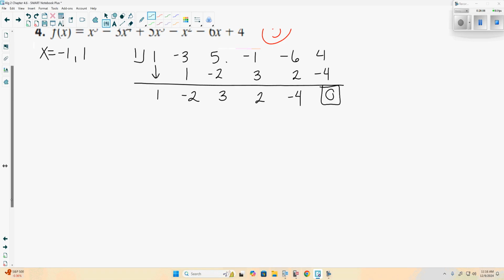Now, again, we said there's a chance that 1 might work twice. So let's go on and try it again. 1 times 1 is 1. Negative 2 plus 1 is negative 1. 1 times negative 1 is negative 1. 3 plus negative 1 is 2. 1 times 2 is 2. 2 plus 2 is 4. 1 times 4 is 4. And negative 4 plus 4 is indeed 0.